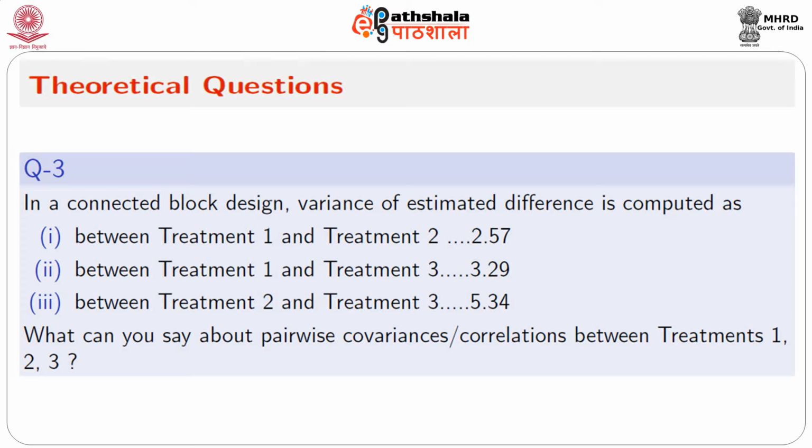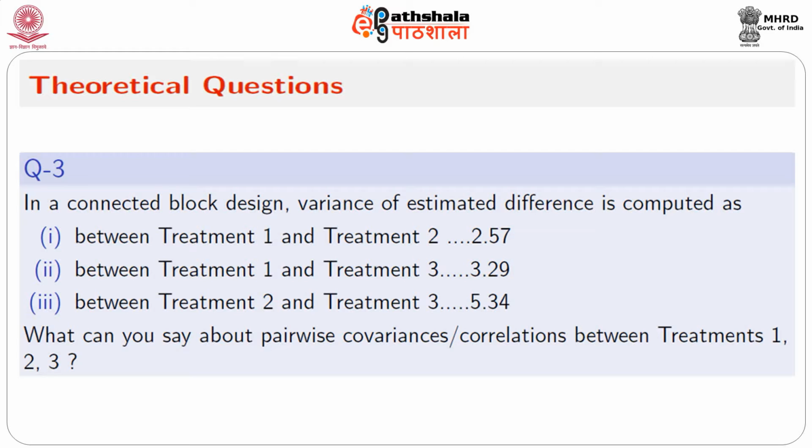You have a connected block design, and let's assume that these are the only three treatments to be compared. We have the estimates of the variances of the estimated differences. We know the expression for the variance of the estimated difference between treatments 1 and 2, that is sigma square multiplied by C+11 plus C+22 minus 2 times C+12. That's the expression that we have from earlier representations; this is given somewhere in the module. So you have something equal to 2.57. We can ignore sigma square for the time being.